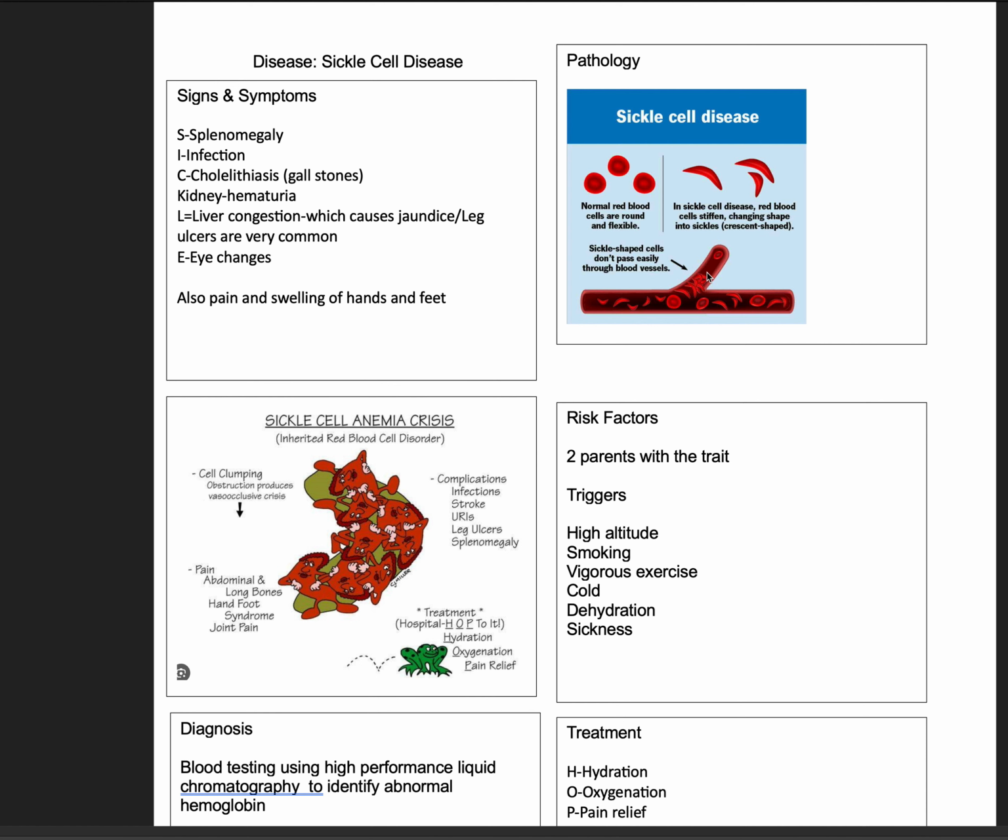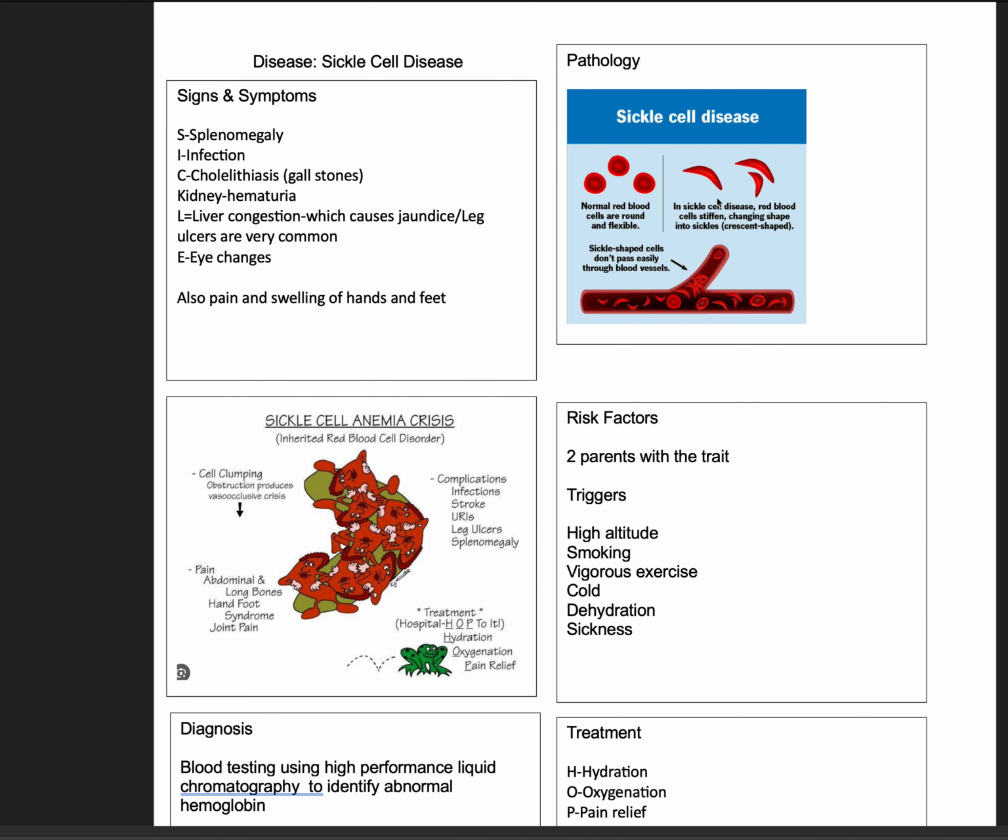They can also have eye changes, okay, so they have problems with their eyes. Pain during crisis is something you're going to have to manage, and they can have swelling of their hands and feet. So the risk factors I talked about, you have to have two parents with the trait. People can have just the trait and pass it on, but it takes two parents with the trait to pass it on to their children.